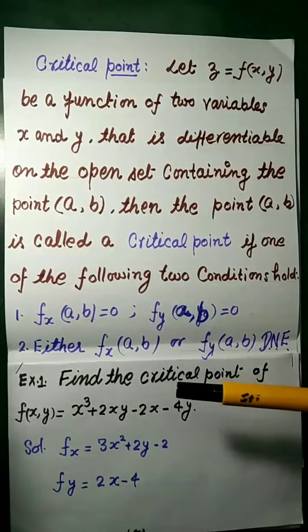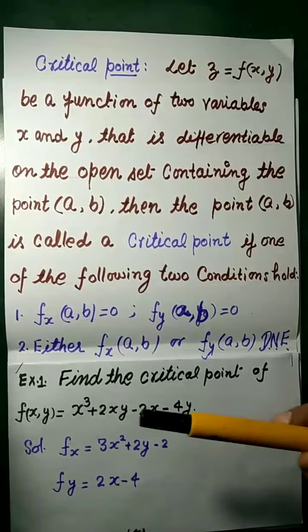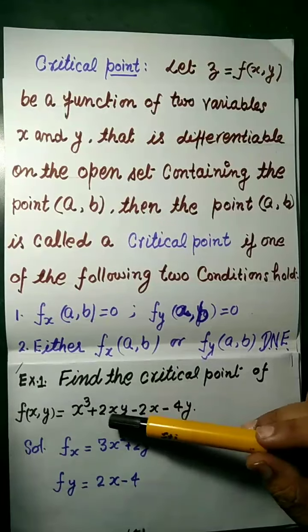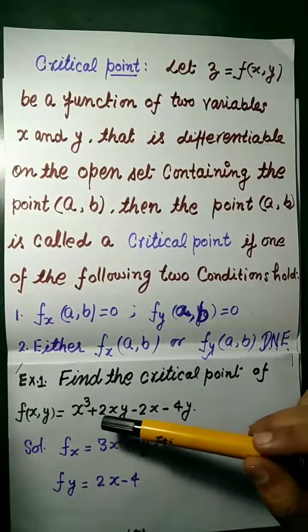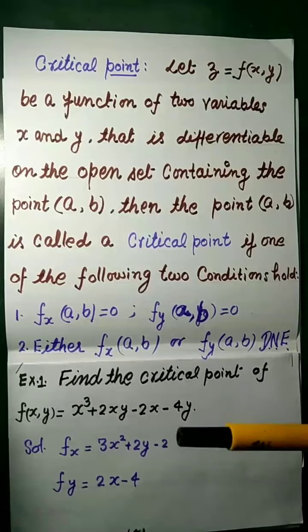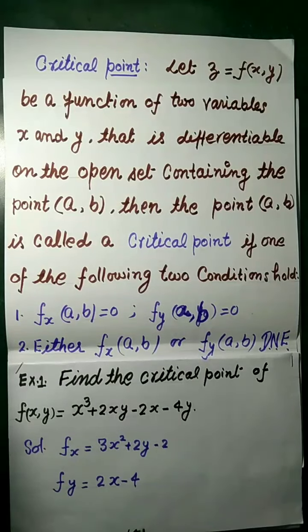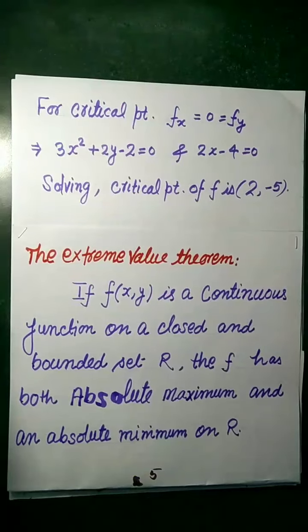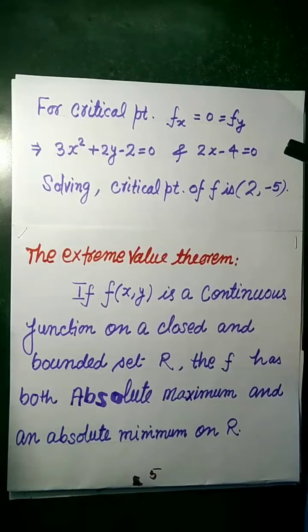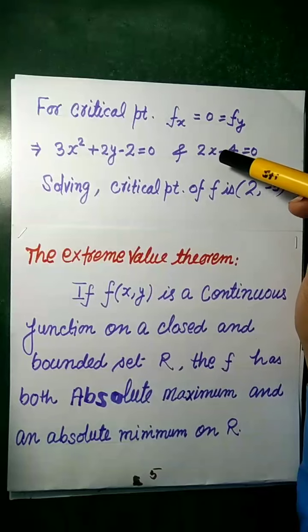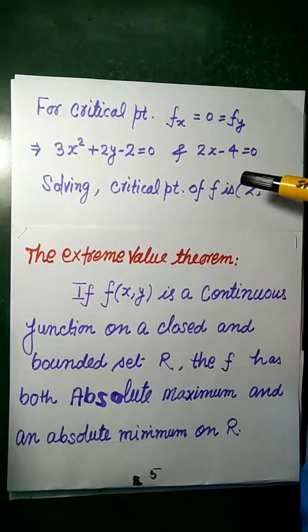So here is an example. Find the critical point of this function. We differentiate this function partially with respect to x and with respect to y, treating the other variable as a constant. So this is the result. Now for the critical point, equating this one to 0 and that one to 0 and solving these two equations, we get x equals 2, and from the other we obtain y equals -5. So this is the critical point.